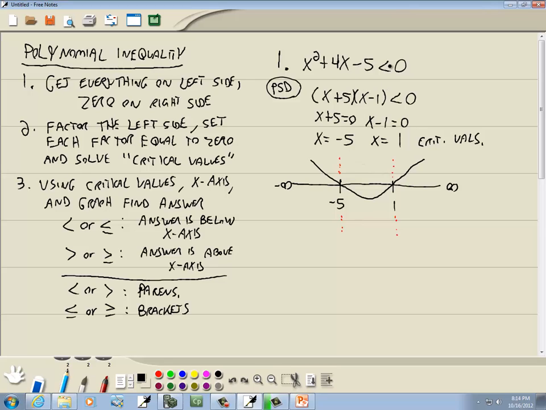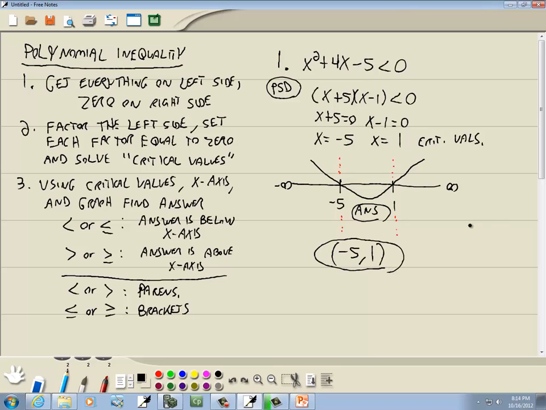And we'll see why. Now this is less than 0. Which means, if I come over here, less than, our answer is below the x-axis. Well, here's our x-axis. The graph is below right here. So this interval is going to be our answer. So it's going to go from -5 to 1. And our problem has a less than. Less than means we use parentheses. So we'll put parentheses around them like that. And that would be our answer.